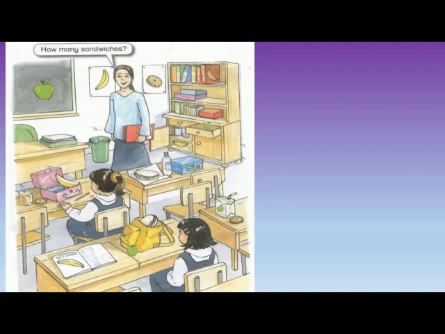We are going to start with sandwiches. Miss Andrews asked this question. How many sandwiches? Let's find and count together the sandwiches. Where can we see sandwiches? Very good. This is 1. Where is the second sandwich? Very good. In the yellow bag. So how many sandwiches do you have? Count. 1 and 2. So we have 2 sandwiches.